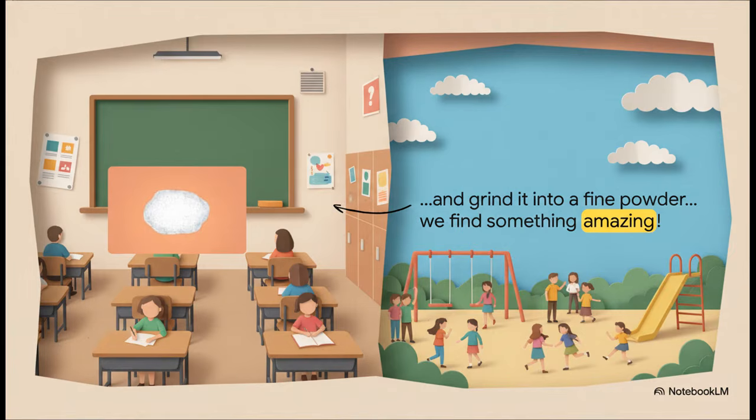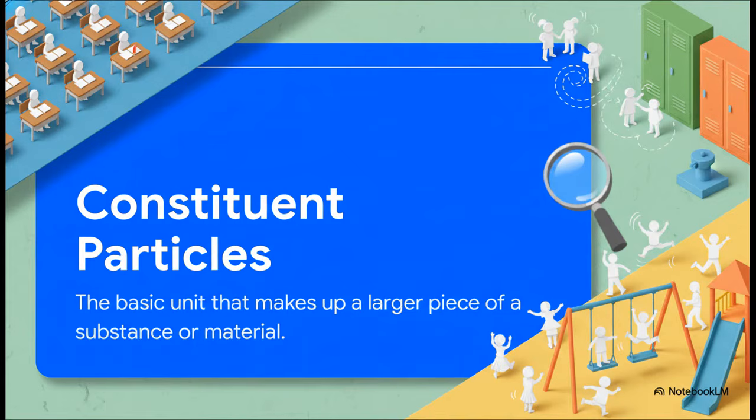Now, here's the amazing part. If you could take the absolute tiniest speck of this powder and look at it under a super powerful microscope, you know what you'd find? It would still be chalk. This proves that chalk isn't one solid piece. It's made up of millions and millions of tiny identical units. And these tiny building blocks, they have a special name. We call them constituent particles.